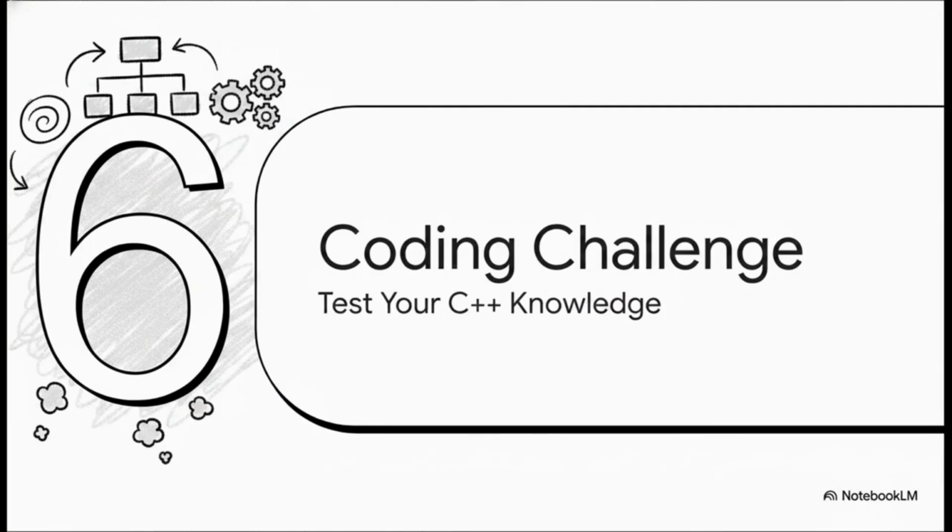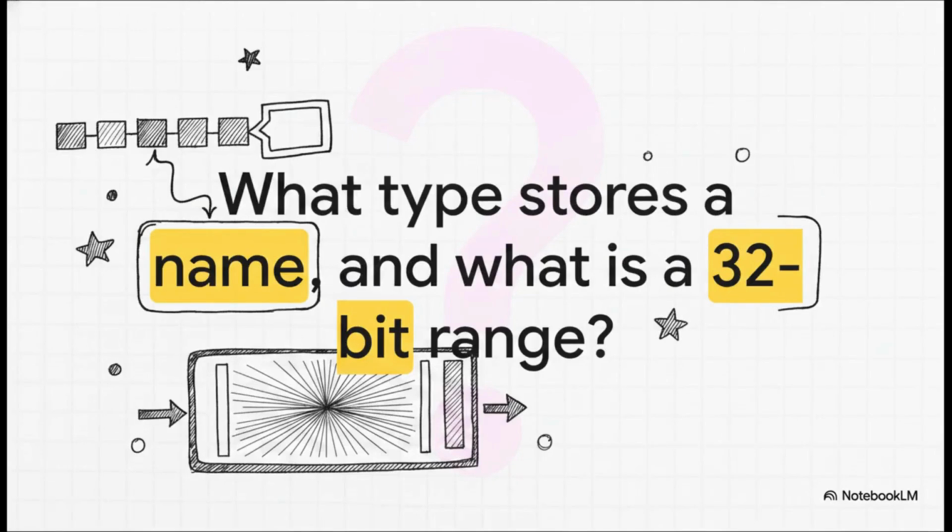Finally, Section 6, the C++ Coding Challenge. To wrap this explainer up, I want to leave you with a quick, 2-part challenge to test what you've learned today. First, we know a char stores a single symbol, like the letter A. But what data type or concept would you use to store a full word or a name, like Varun? Think about how you might combine those single characters.